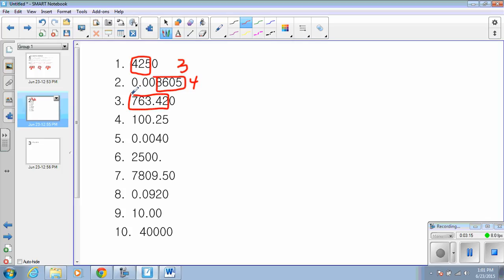Third one, 1, 2, 3, 4, 5. But there's a decimal, so I box this 0 also because it's to the right of the first box. So I've got 6. And you'll start to pick this up pretty easily. That'll be 5. This will be 2. This will be 4 because there's a decimal place. This will be 4, 6. This will be 3. This will be 4. And this last one has 1 significant digit.